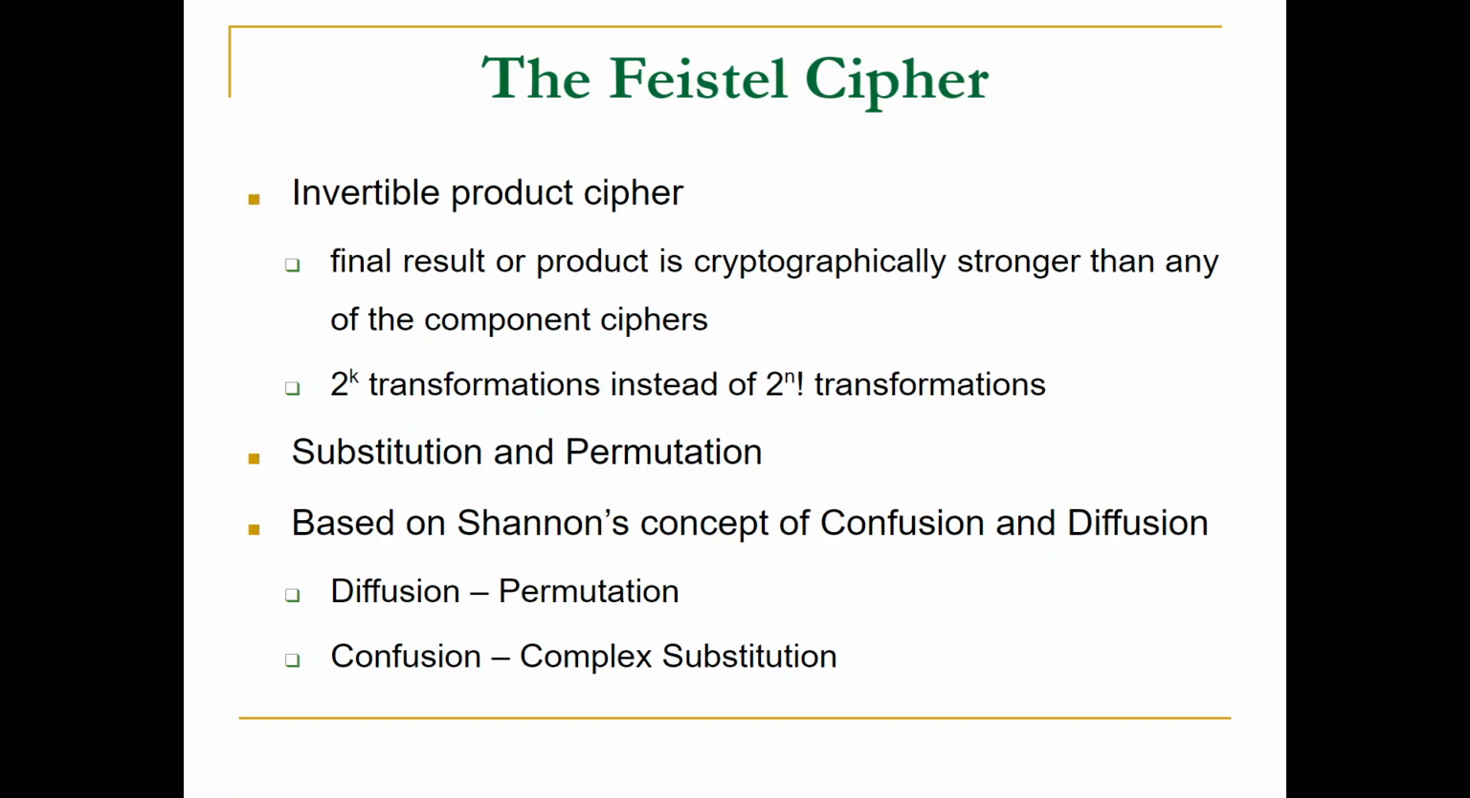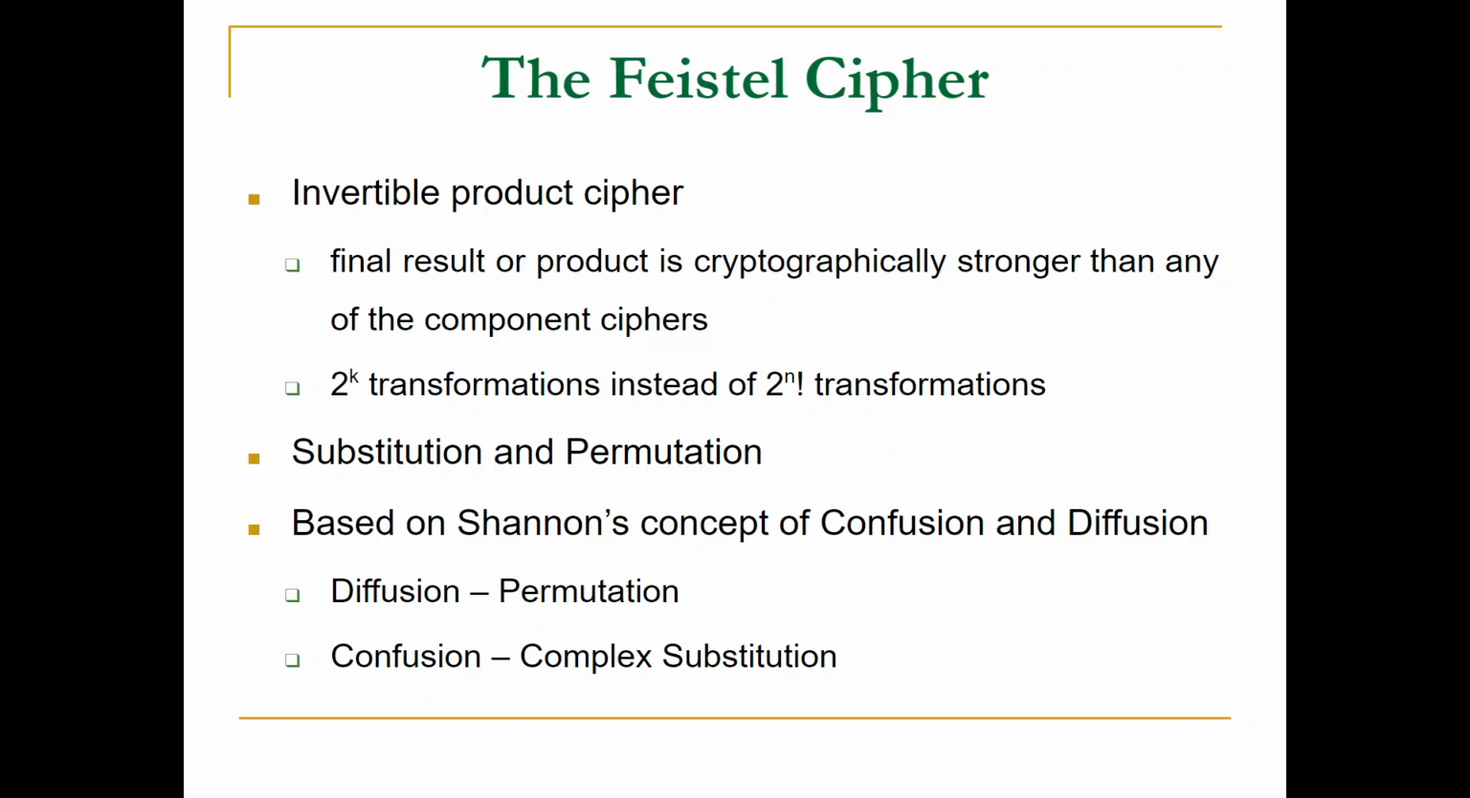The Feistel cipher uses Shannon's concept of confusion and diffusion. Confusion means the relationship between ciphertext and key is complex, so we cannot deduce the key from the ciphertext. Similarly, diffusion means the relationship between plaintext and ciphertext is complex.